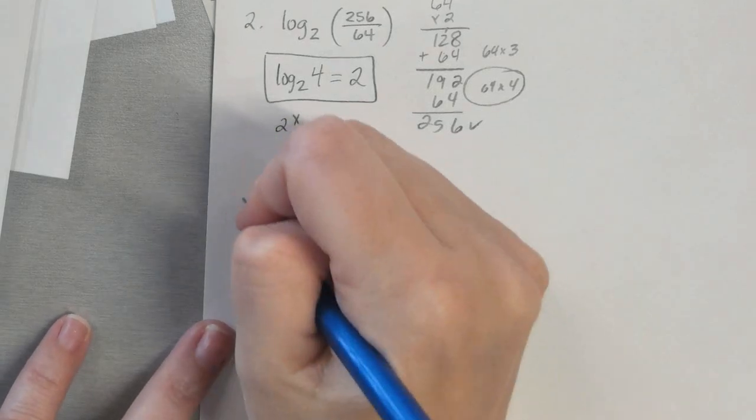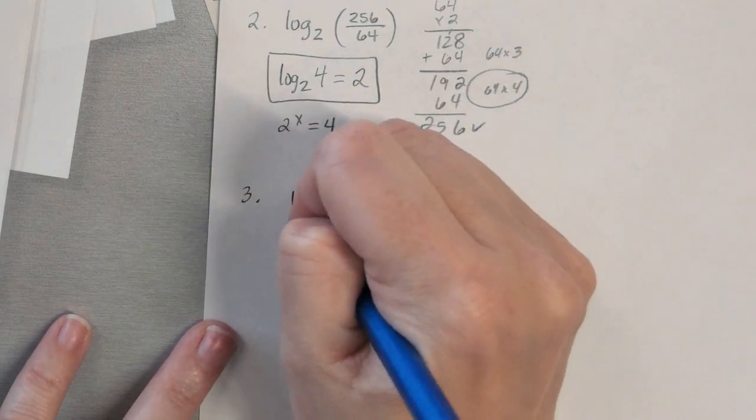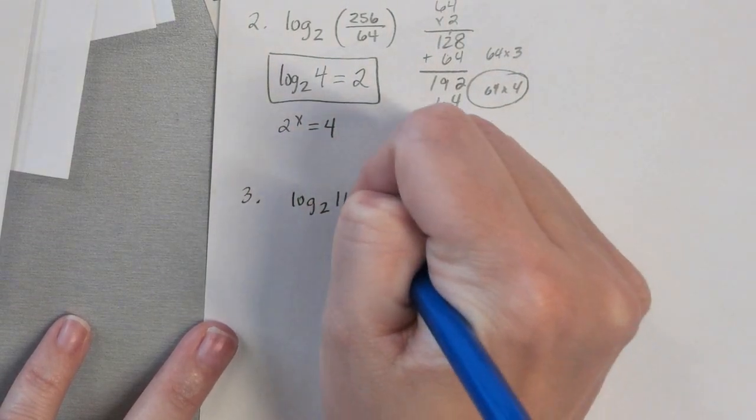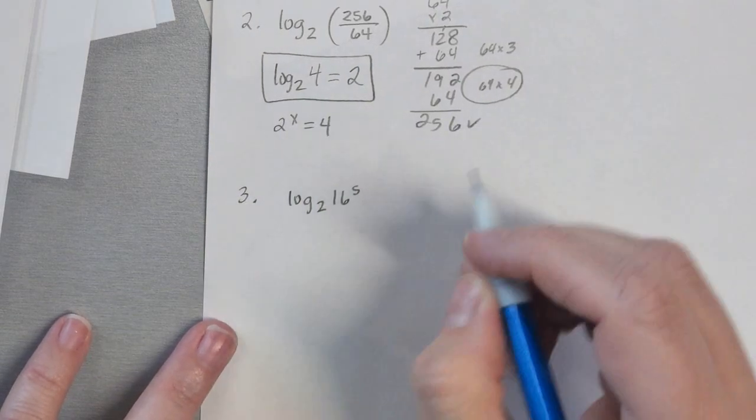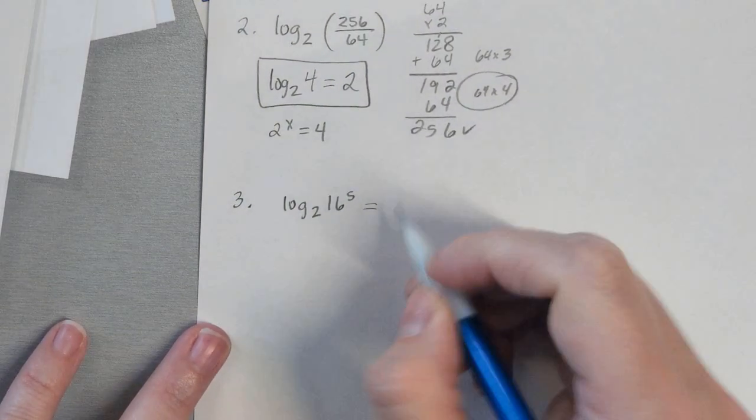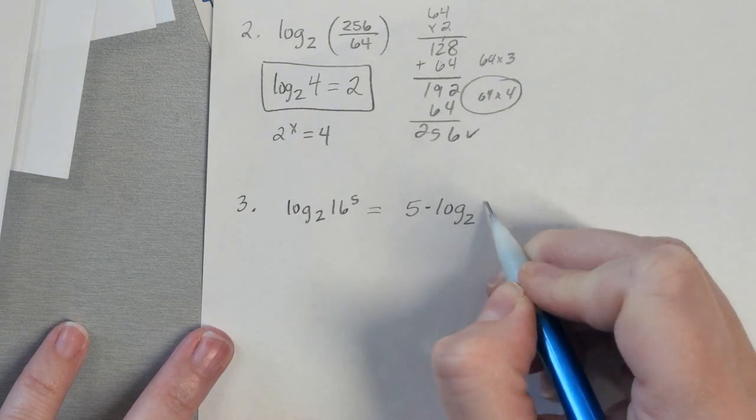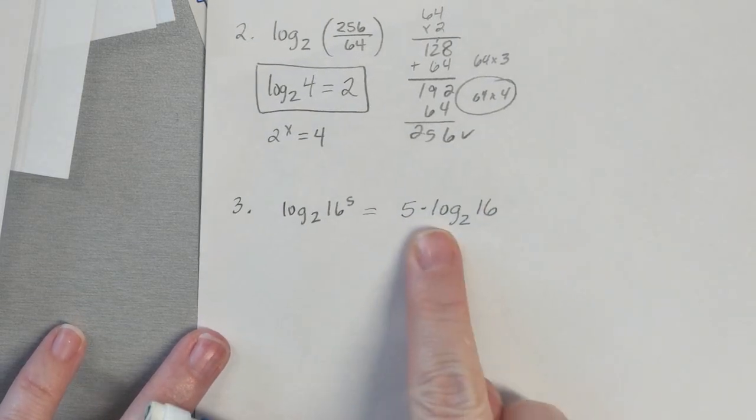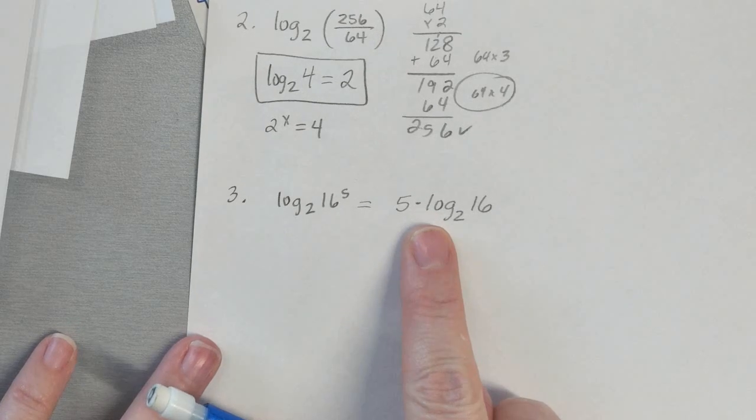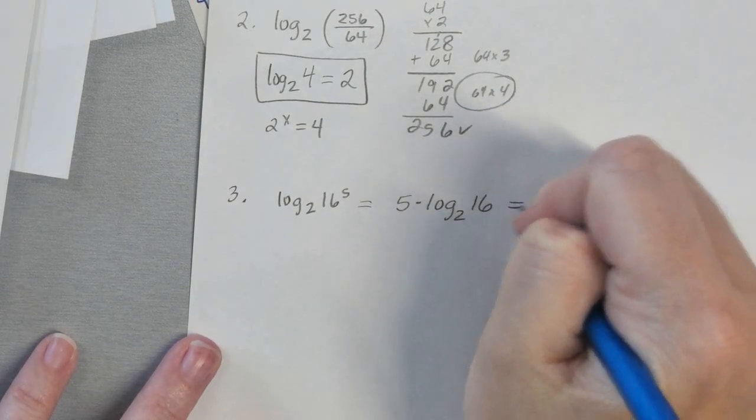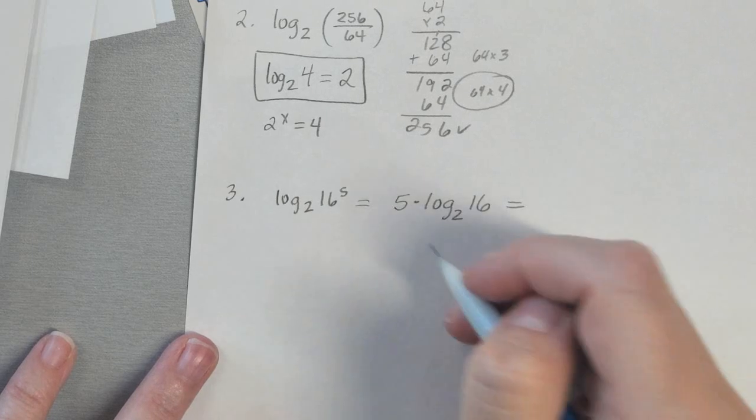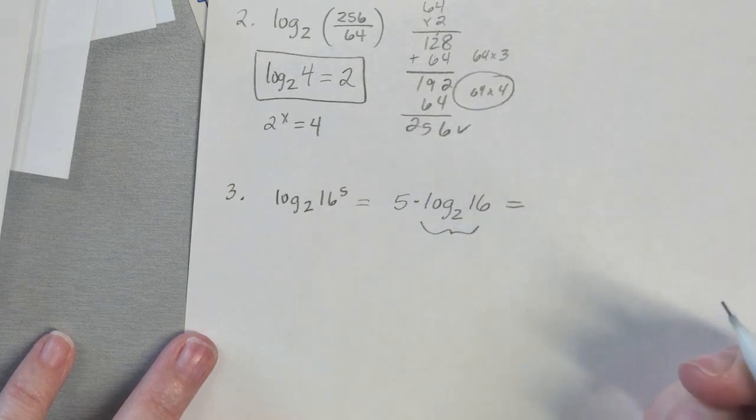Okay, and then for 3, you have to use the product property. So again, it says express it as a product or a single log. And so part of your answer has to have this. You have to put that on the line. Okay, and then you're actually going to solve it. So when you do that, you have to find out what this is.